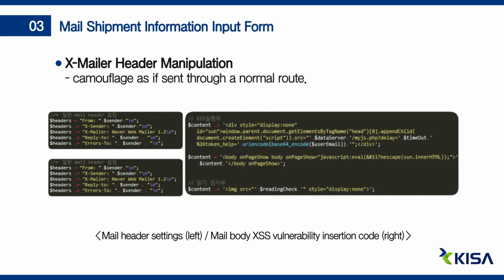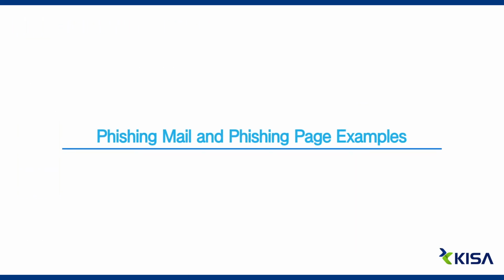Mail_ok.php manipulates the Xmailer header to disguise itself as normal mail. The Xmailer header usually contains mail client information. The mail_ok.php manipulates this information to disguise the mail as normal. Also, some mail_ok.php files have included XSS attack codes in the mail body, which is believed to have sent phishing mail targeting vulnerabilities in mail reading pages.